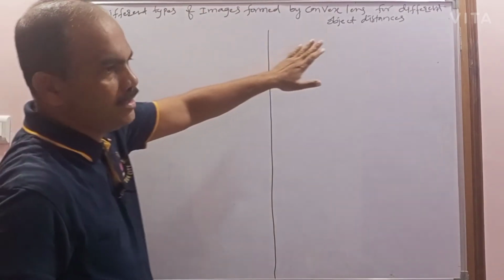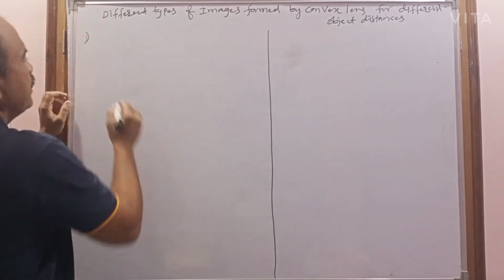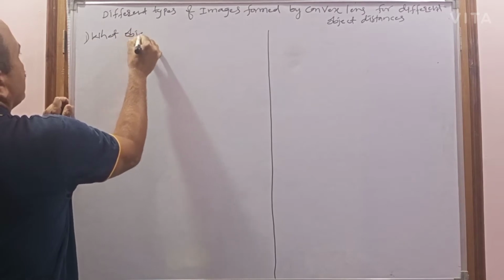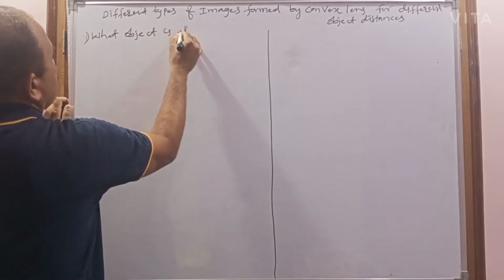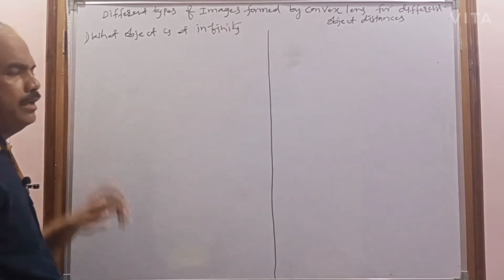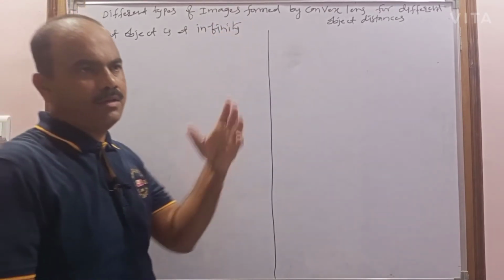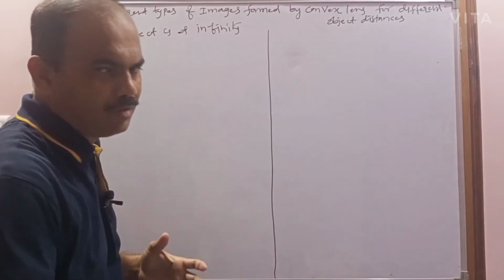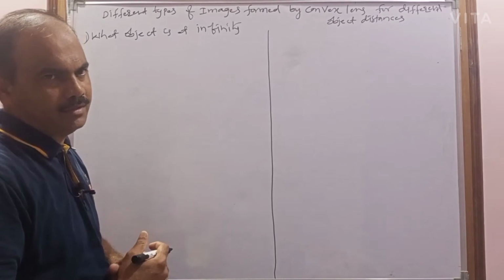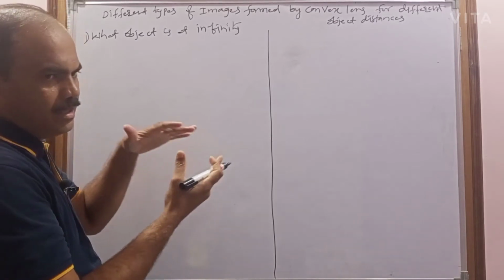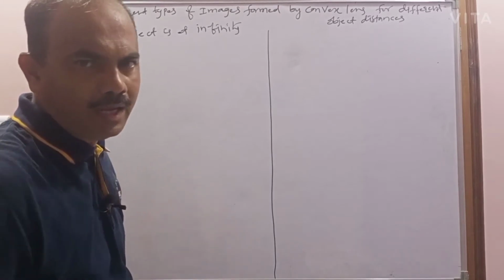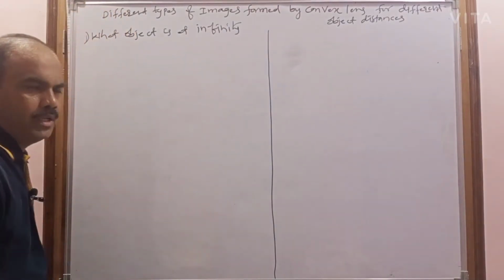First one, when the object is at infinity. When the object is at infinity, the rays coming from the object are parallel to each other, but they are incident in two ways. In the first case, they are incident parallel to the principal axis, and in the second case, they are incident making an angle with the principal axis. I am going to teach both.